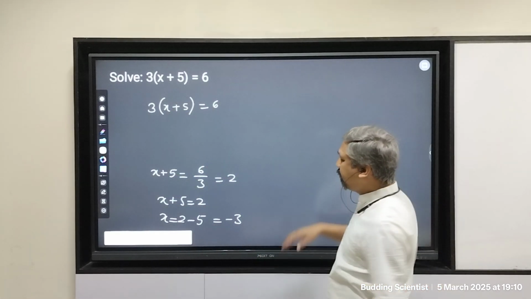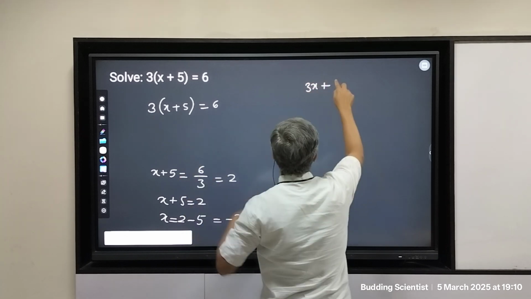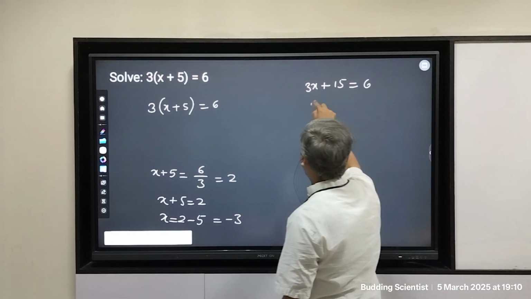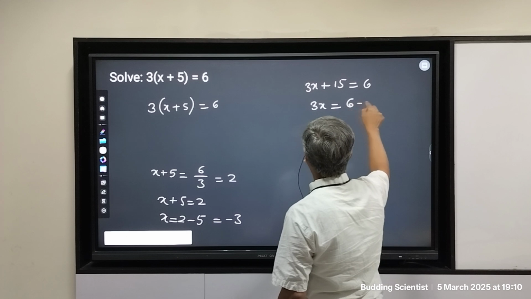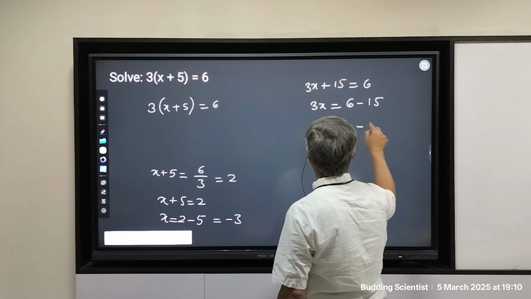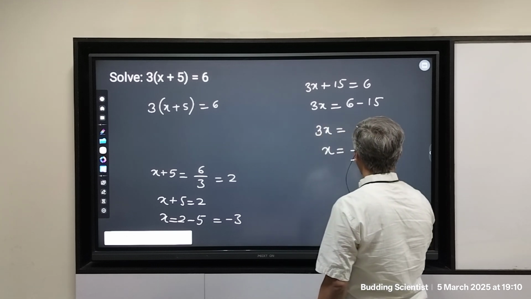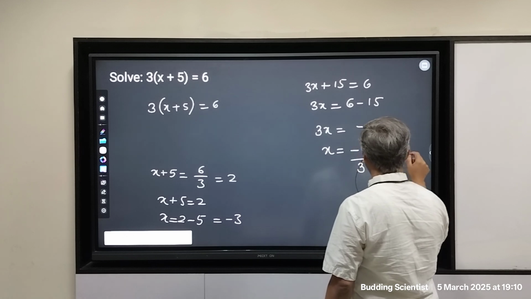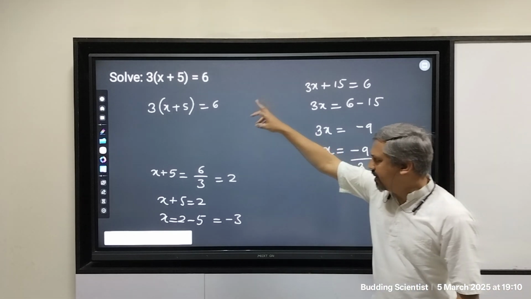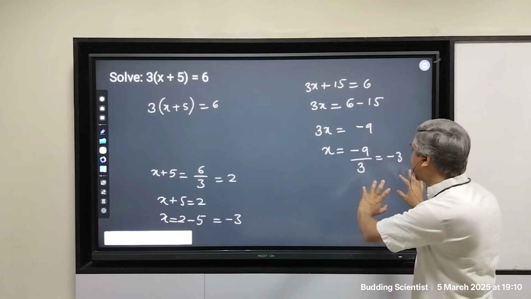Or we could write 3x plus 15 is equal to 6, so 3x is equal to 6 minus 15, and x is equal to minus 3. So the same question can be solved by more than one approach, but it will give you the same answer.